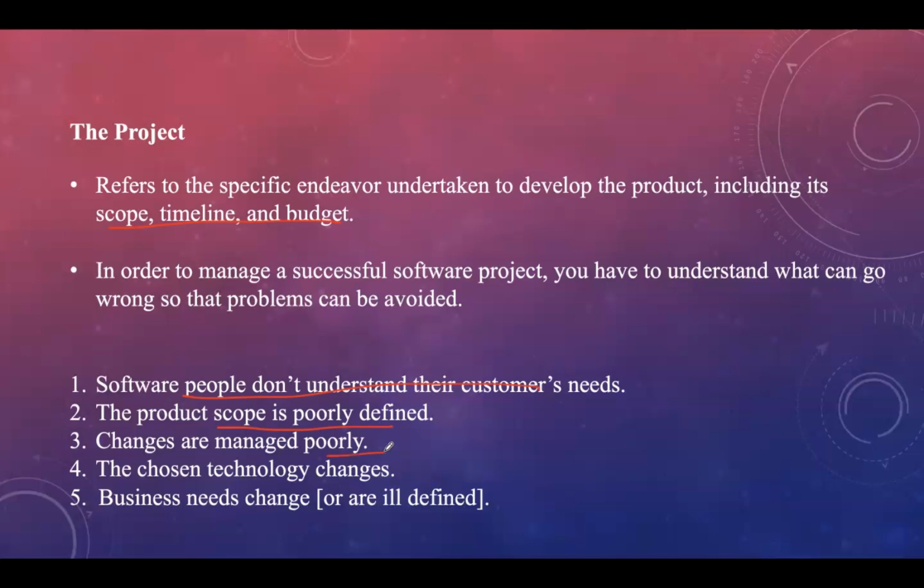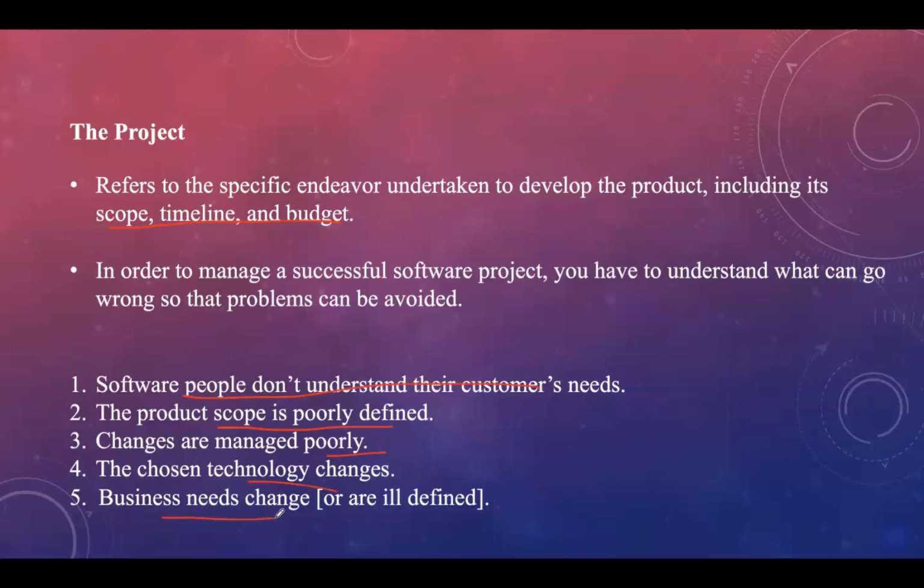Changes are managed poorly. Uncontrolled changes or additions to project requirements without proper assessment can strain resources as well as timelines. Chosen technology changes. Assume that initially the technology considered for project development was something, and after that, due to changes in the requirements of the customers or because of any other reasons, there is a change in the technology. Then the developer should take care of that problem also. He should manage it properly.